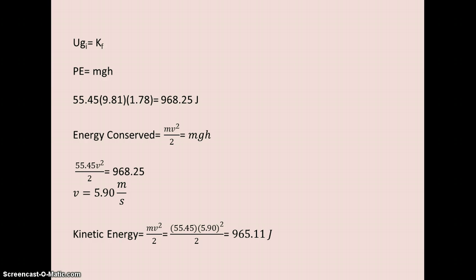Here we set our initial gravitational potential energy to equal the final kinetic energy. We first calculated the potential energy, which was mgh. Inputting our numbers, we found that the energy was 968.25 joules. Then we know that energy was conserved, so we set our kinetic energy formula equal to our gravitational potential energy formula. As we solved for that, we found our velocity, which was 5.90 meters per second, and the kinetic energy was therefore 965.11 joules.